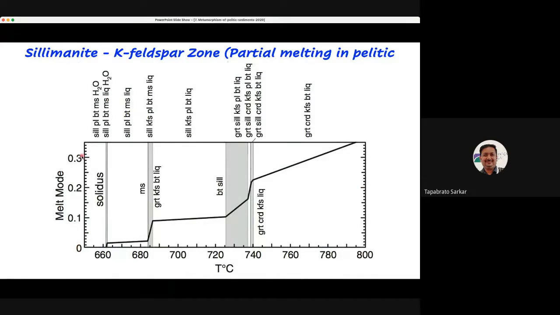This is the melt proportion, or the melt mode, and this is the temperature. You can see the different reactions shown here, for example, muscovite breaking down to garnet and K feldspar, biotite and sillimanite going to garnet, K feldspar, and OPX. You can see that the amount of melt increases with these dehydration reactions. As you increase the temperature to 800, 900 degrees centigrade, the amount of melt in the rock will be very, very high. This is what is shown in this diagram.